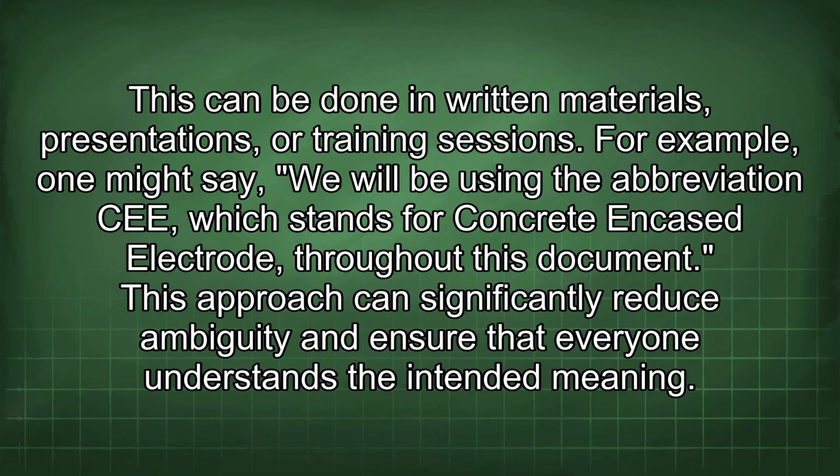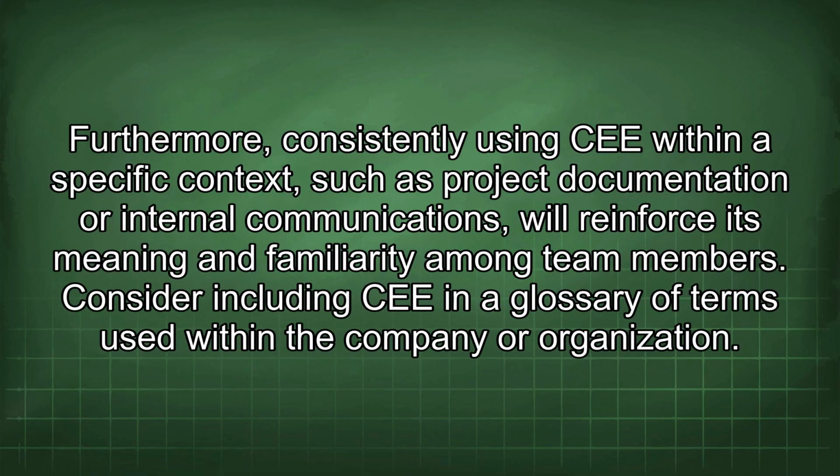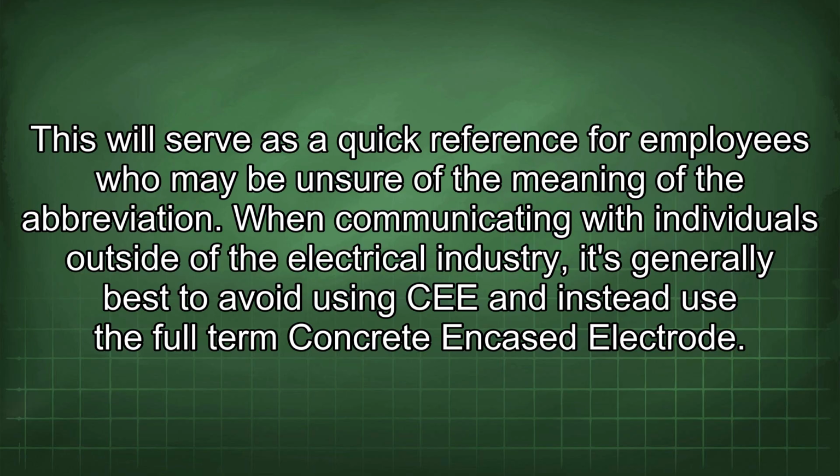For example, one might say, "We will be using the abbreviation CE, which stands for concrete encased electrode, throughout this document." This approach can significantly reduce ambiguity and ensure that everyone understands the intended meaning. Furthermore, consistently using CE within a specific context, such as project documentation or internal communications, will reinforce its meaning and familiarity among team members. Consider including CE in a glossary of terms used within the company or organization. This will serve as a quick reference for employees who may be unsure of the meaning of the abbreviation.